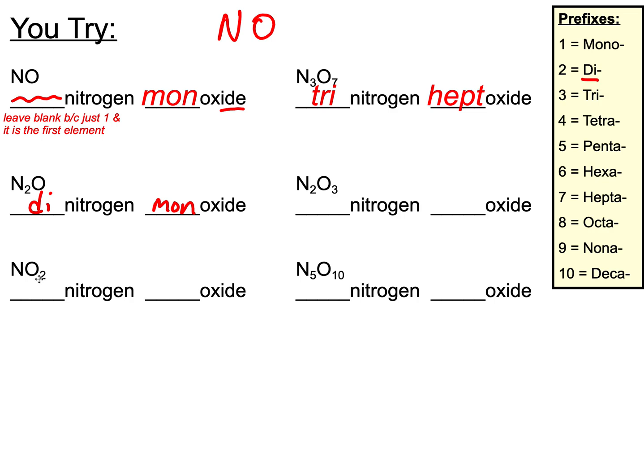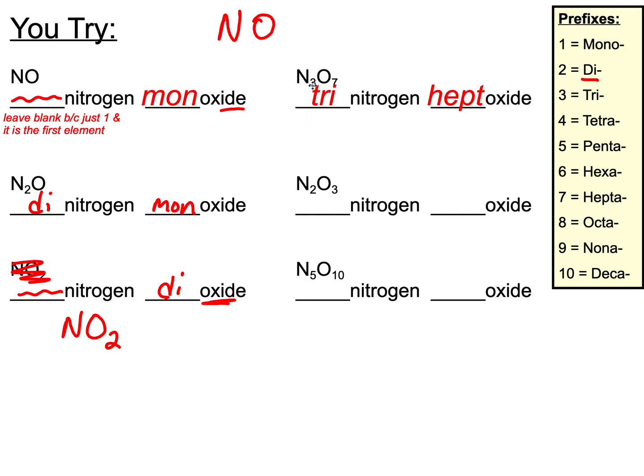The next one, same numbers, just flip-flopped. Now I have 1 nitrogen, so I don't write anything. But the second element, there's 2 of them, so I use the prefix di. Nitrogen dioxide. Now, if I just gave you the name, if you don't see a prefix in the beginning, you know there's 1 of them. And if you see a prefix on the second word, you know there's going to be 2 of this. Oxide is really oxygen, and there's 2 of them. That's what the prefix told me.